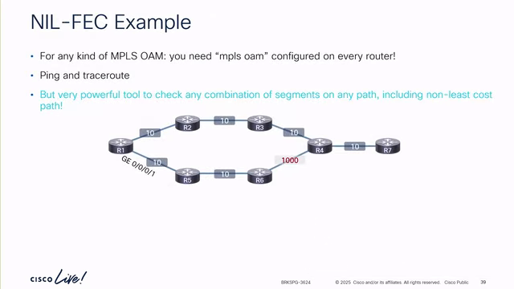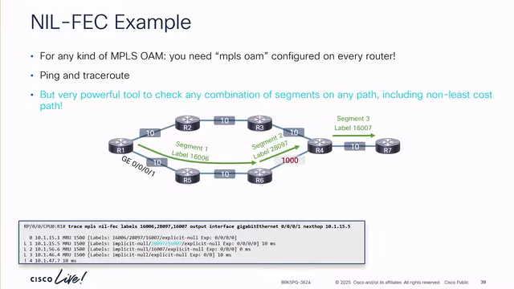A very nice command, not specific to SR-MPLS but it can be used for SR-MPLS, is a traceroute with nil-FEC. Nil-FEC means we don't care about the context of this FEC, we just put FECs. One FEC is one label. So we can do a traceroute from R1 to R7 on any kind of path, as long as you specify that path. What is a path in SR-MPLS? It's a number of segments. What is a segment? An MPLS label. So you just identify some segments.